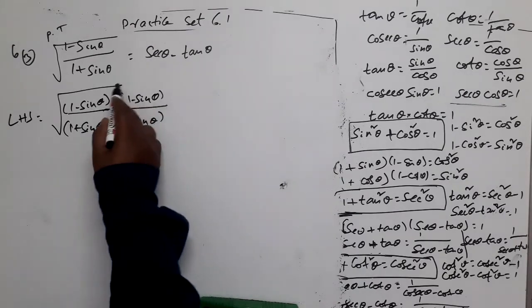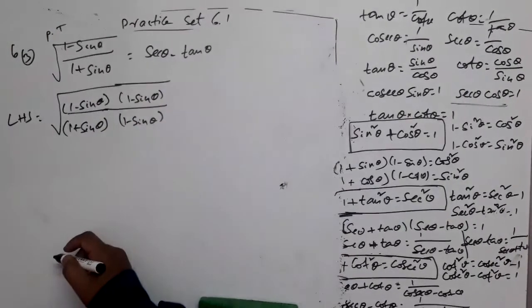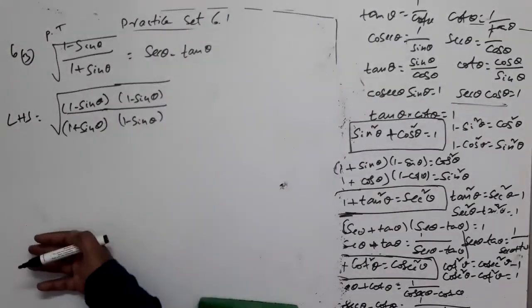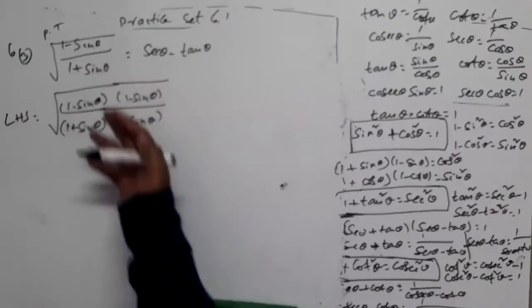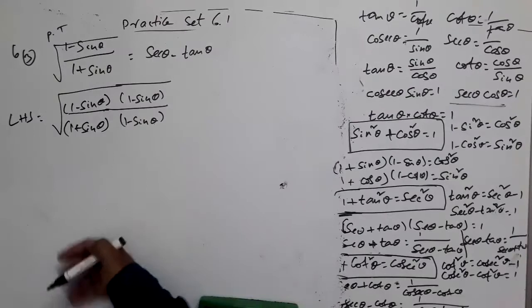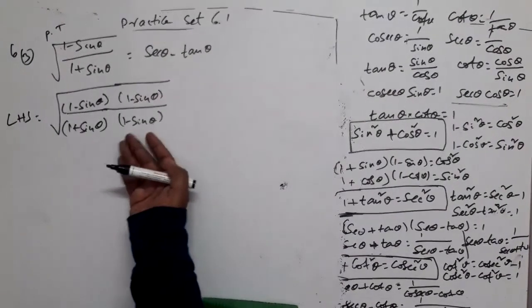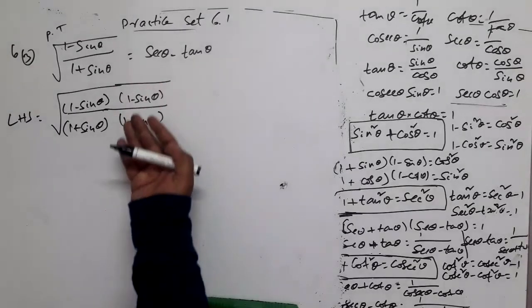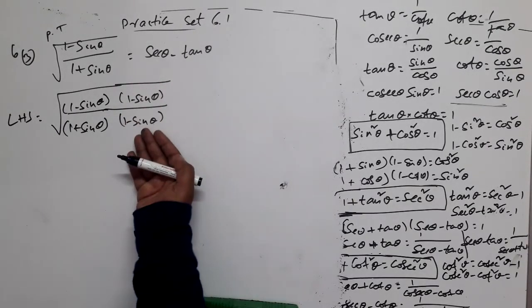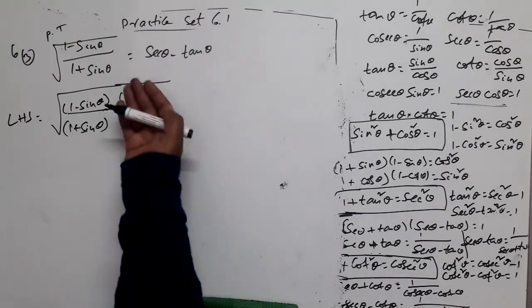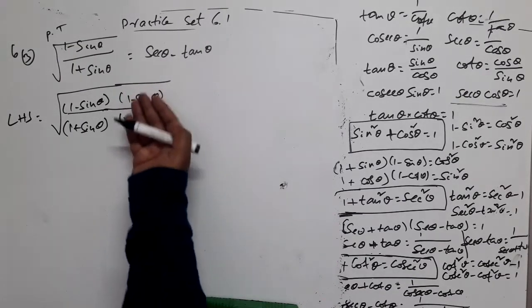Why have I done this? Because I don't want a denominator, since I don't have a denominator on the right hand side. I don't want the square root also. Let us see how the square root will be eliminated. 1 plus sine theta is there, I don't want this. That's why I have multiplied with 1 minus sine theta. Because I am multiplying with 1 minus sine theta in the denominator, I am multiplying in the numerator also with the same term. So I have multiplied and divided with the term 1 minus sine theta.